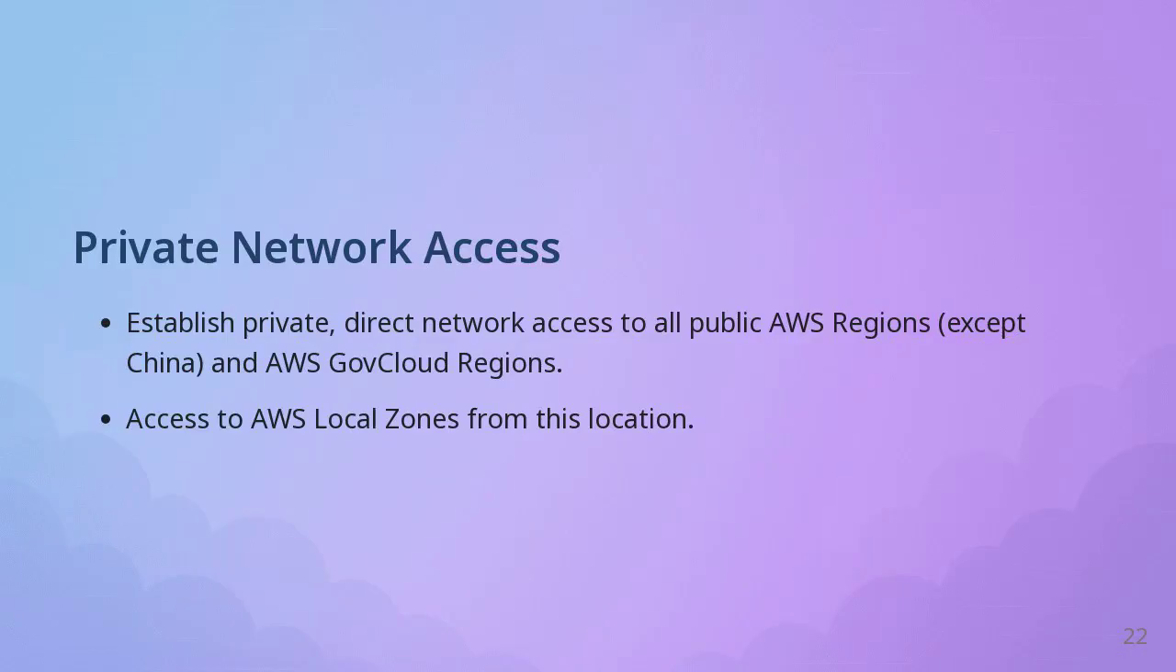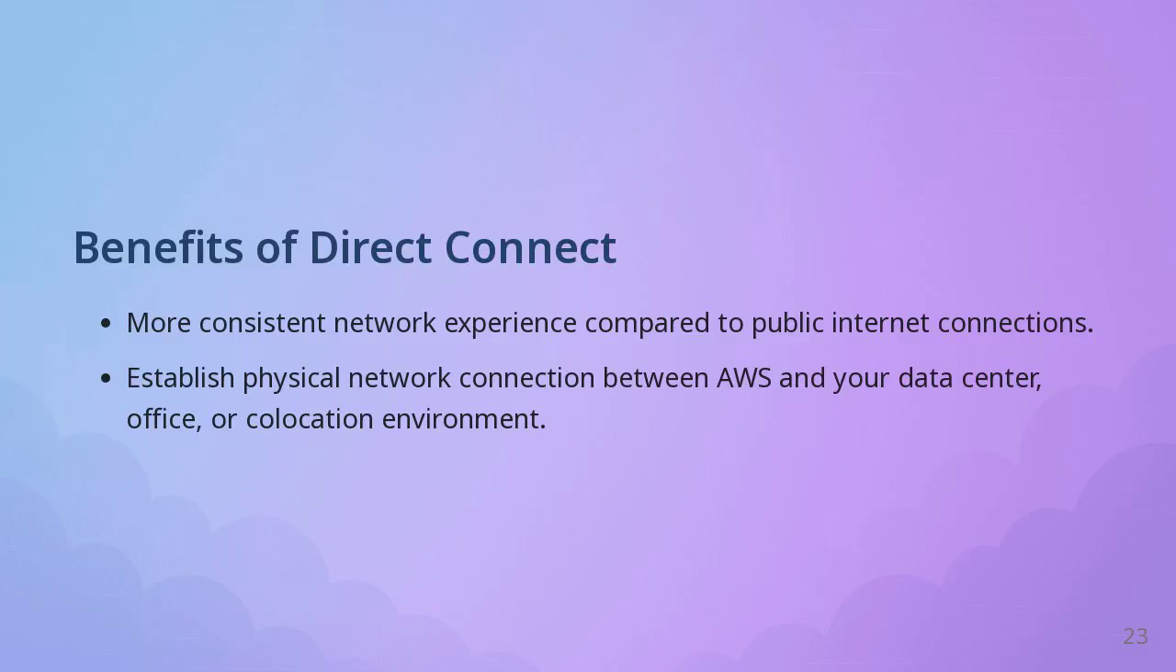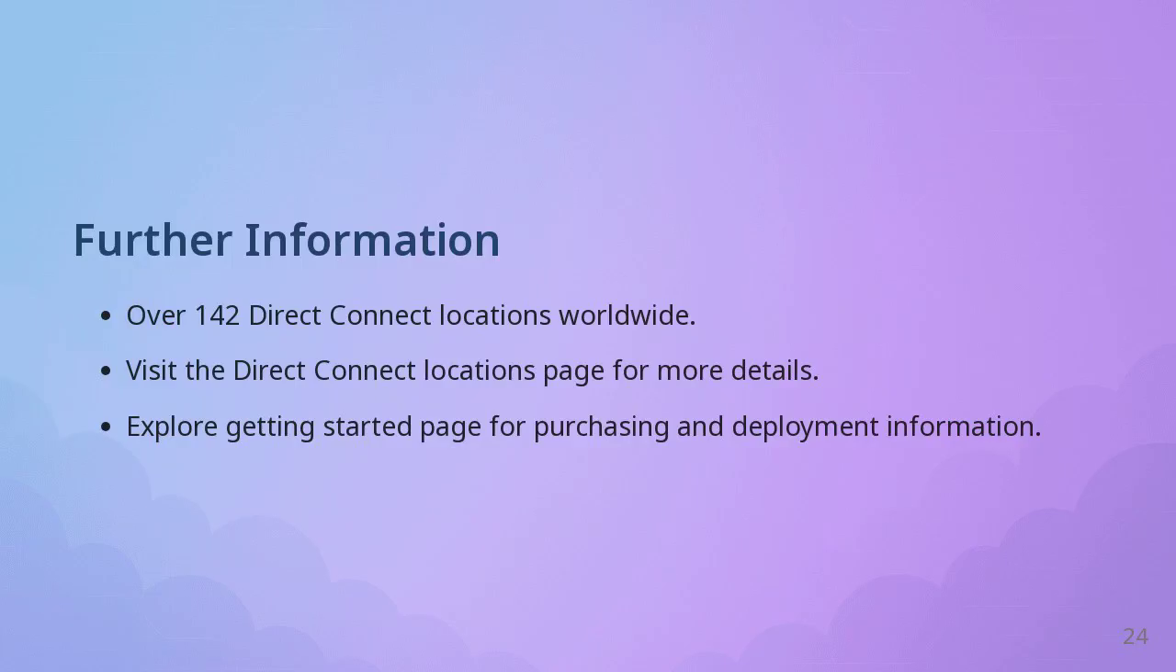A Direct Connect service allows users to create a private and physical network connection between AWS and their data center, office, or colocation, leading to a more consistent network experience compared to public internet connections. For more information on the extensive network, which includes over 142 Direct Connect locations globally, visit the Direct Connect locations section and our Getting Started page to learn how to purchase and deploy Direct Connect.